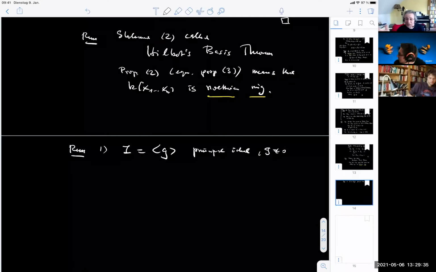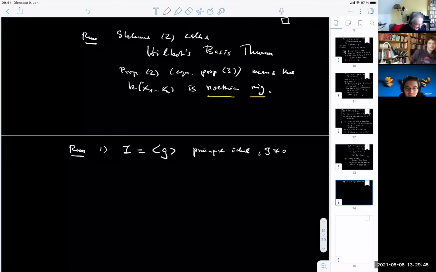What are the simplest ideals? Principal ideals. So maybe a remark. Let's say I is a principal ideal, generated by one element. Let's say G is non-zero, otherwise it's completely trivial. So what is a Gröbner basis of a principal ideal? Just G is a Gröbner basis for I. This is trivial.